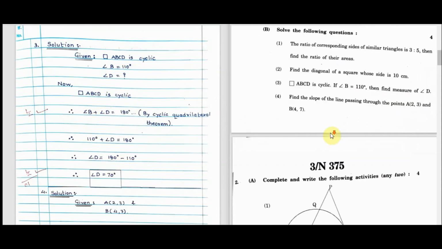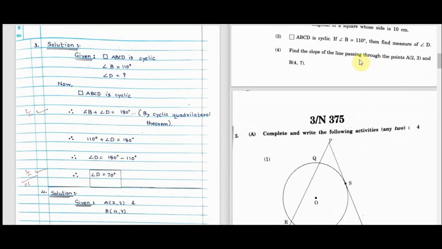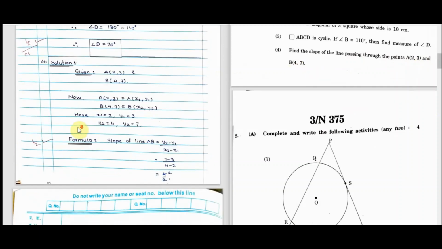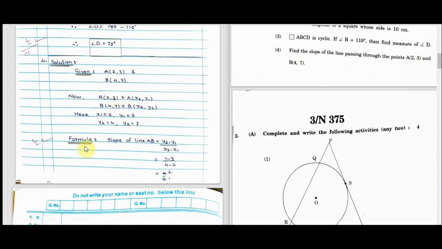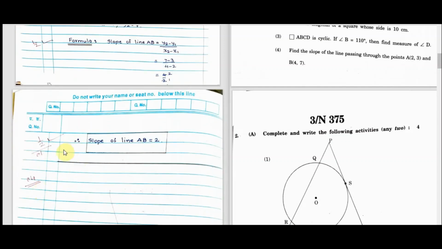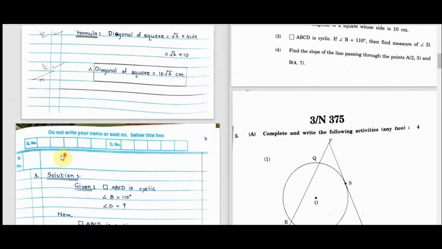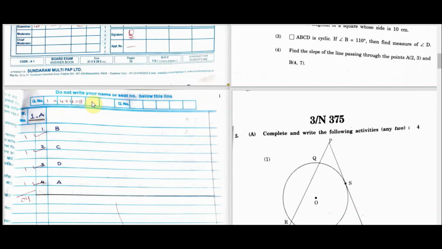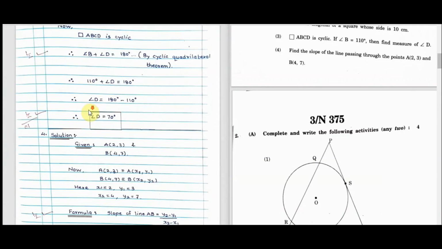Now the fourth one, find the slope of the line passing through the points A(2, 3) and B(4, 7). These are all given things, but for writing the formula slope equals y2 minus y1 upon x2 minus x1 you get half mark, and for all the calculation and the final answer half mark, total 1 mark. So like this you get 4 out of 4. Question number 1 is over. On the top you will see 4 plus 4 is equal to 8. Now let's go to question number 2.